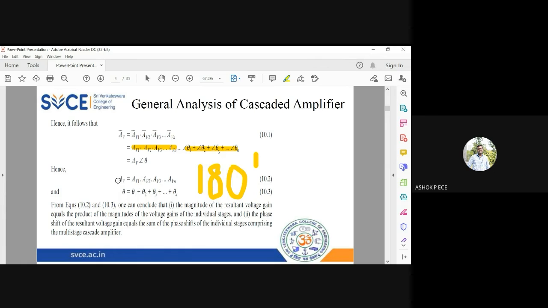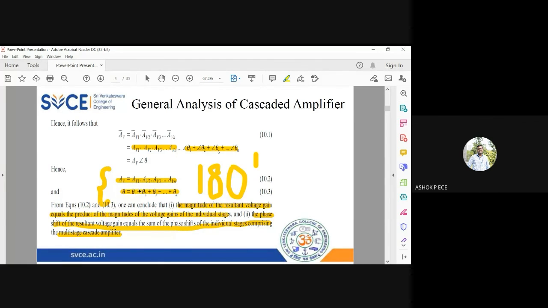So see here, they are writing separately the voltage gain and the formula for the phase angle. From the above formulas, we can conclude that the magnitude is always multiplicative and the phase angle is always additive in a cascaded common emitter amplifier. Very, very important statement which we write from these two equations. So the gain is going to be multiplicative in nature. The phase angles are going to be additive in nature.